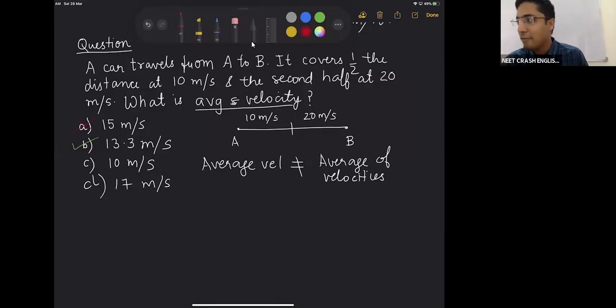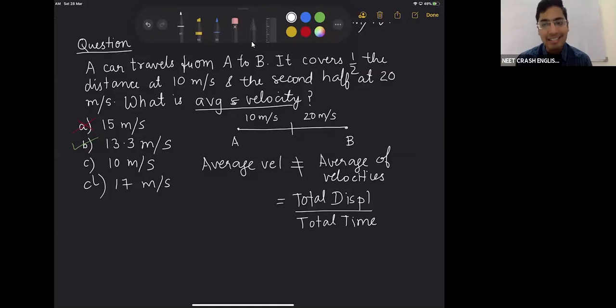Average velocity, we just defined, is total displacement upon total time. Now, let's assume that the total displacement is x. So this will be x by 2 and this will also be x by 2. The total displacement is x by 2 plus x by 2. That's the numerator. The denominator is the total time, which is the time taken for the first part plus the time taken for the second part.